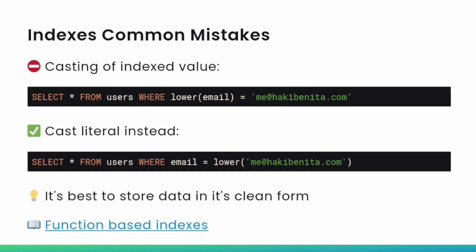Very important, once again, casting. This is a very common example in site searches and login pages. You store the email in mixed case, and then you apply lower to find a matching email. Well, that's a very common mistake. What you want to do is keep the email in a very specific case, so you can utilize the index. The bottom example is correct. If the email is stored in lowercase, then you can just apply the transformation on the literal instead of the potentially indexed value.